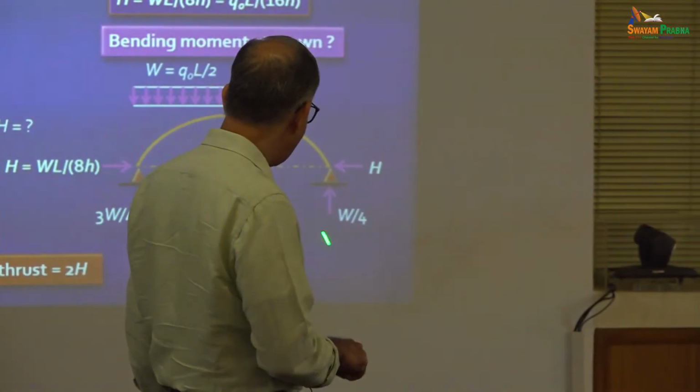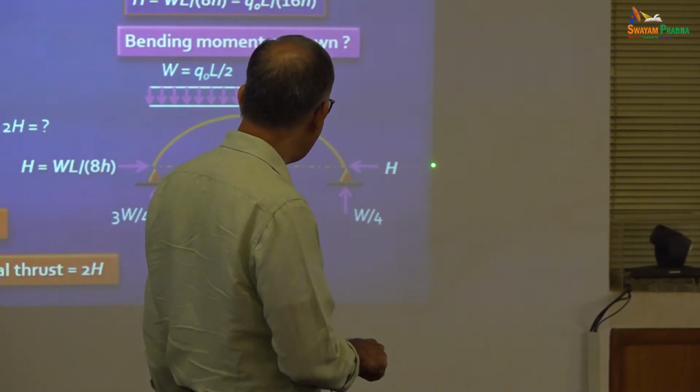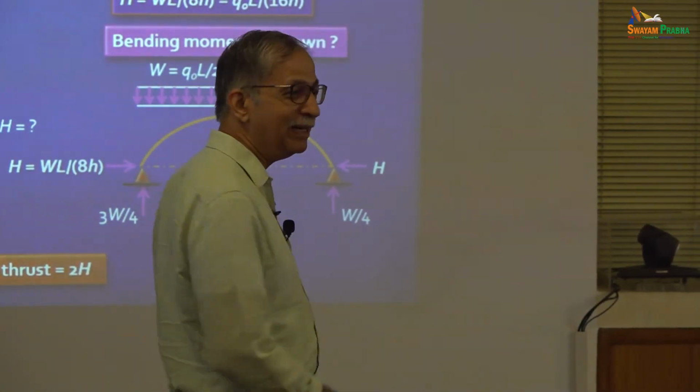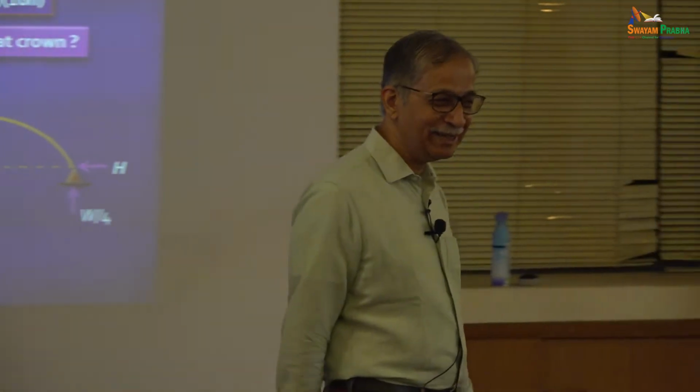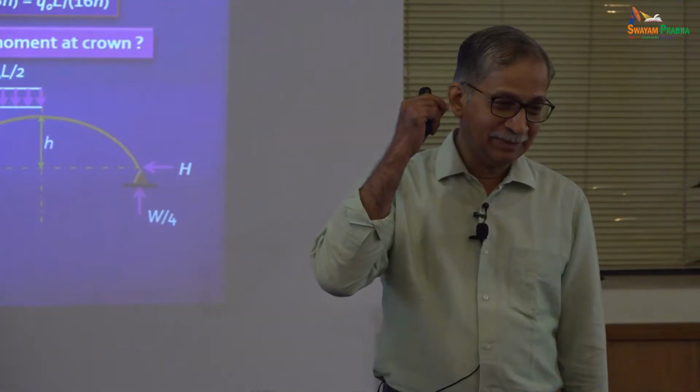He said, look, I can multiply W by 4 with the span, and then I multiply H with this height, and I'm finding it's turning out to be 0. That's also a good point. So in this funicular arch, the bending moment and the shear force are going to be 0 at all points. But in this arch, the bending moment is going to be 0 here, here, and here, and elsewhere it's not going to be 0.